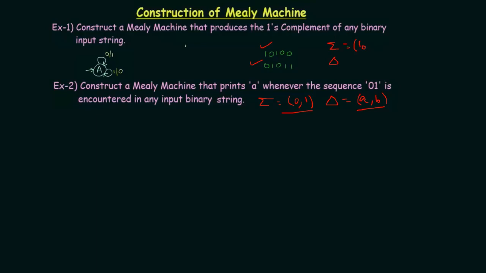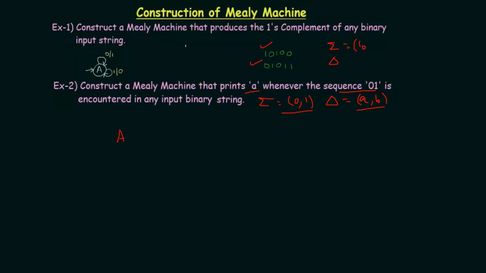we will try to construct the finite automata or the transition diagram that is going to accept this sequence 01. We are going to construct a DFA or FA that accepts our sequence 01. Whenever it accepts 01, we are just going to put the output of a, and that is going to be as easy as you can get. So how can I do this? It is pretty simple.